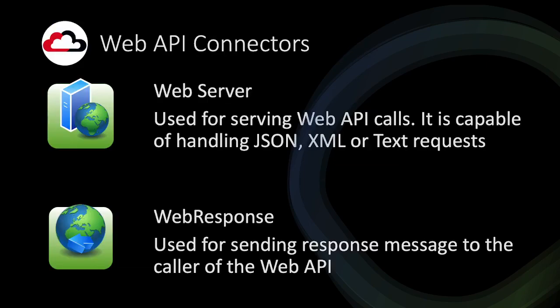For the web API connectors, we have the web server, which is used for serving web API calls. It listens for HTTPS requests, and it is capable of handling JSON, XML, or text payloads. The web response connector is used for sending a response back to the caller of the web API.